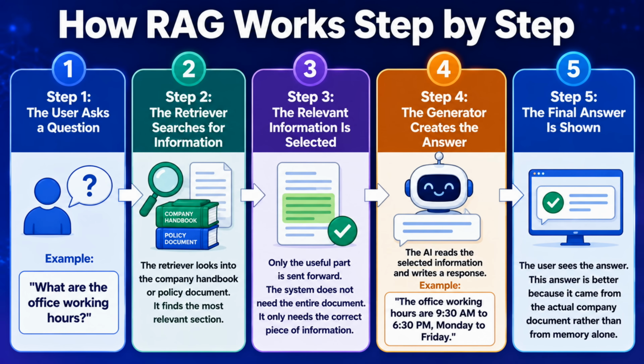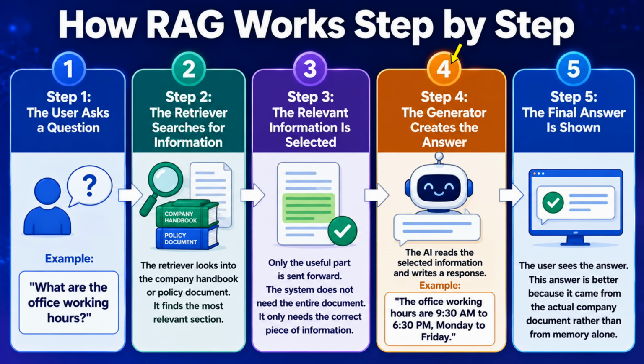Now we will see how RAG works step by step. Step 1. The user asks a question. For example, what are the office working hours? Step 2. The retriever searches for information. The retriever looks into the company handbook or policy document. The retriever finds the most relevant section. Step 3. The relevant information is selected. Only the useful part is sent forward. The system does not need the entire document. The system only needs the correct piece of information.